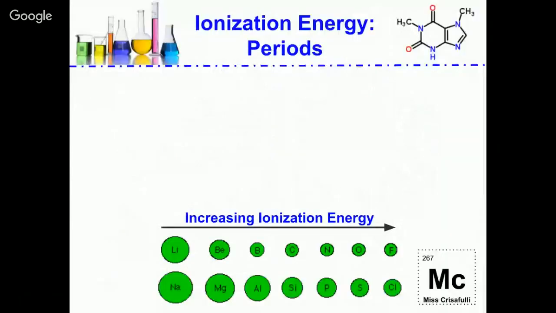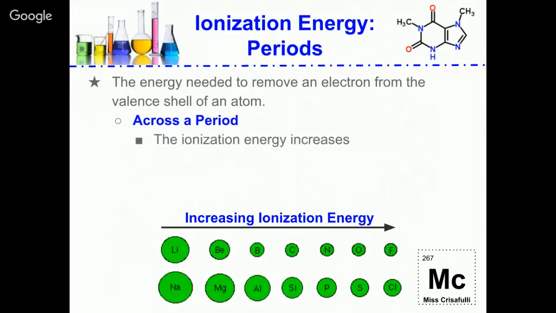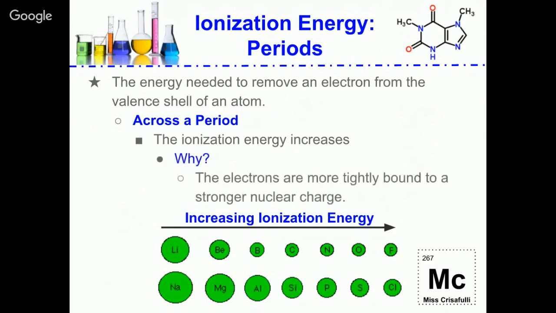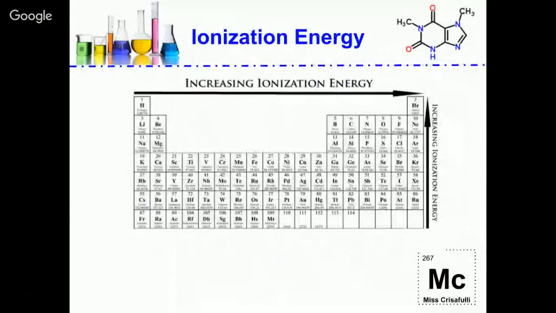So let's talk about ionization energy in periods. Remember, ionization energy is the energy needed to remove an electron from the valence shell of an atom. As you go across a period, the ionization energy is going to increase. This is going to happen because the electrons are going to be more tightly bound towards the nucleus, so it's going to require more energy to remove them. So your overall trend in ionization energy is going to be that it increases going from left to right on the periodic table and from bottom to top.